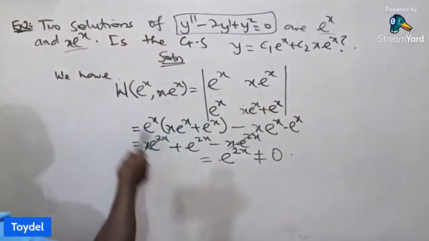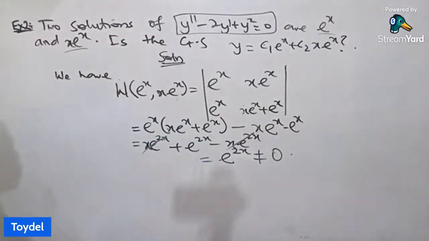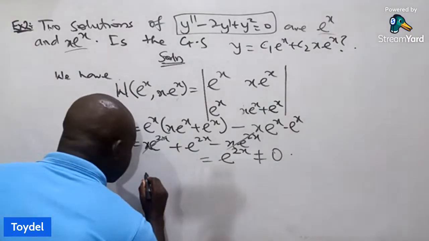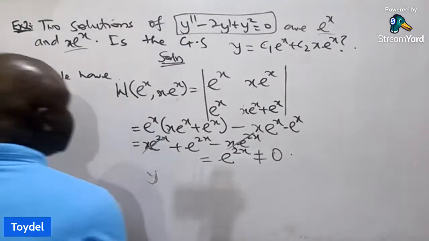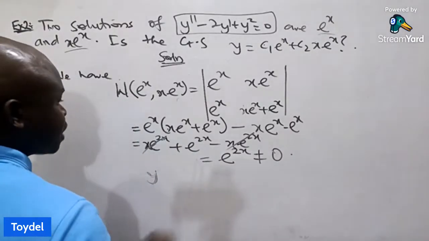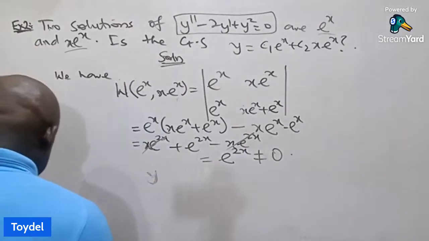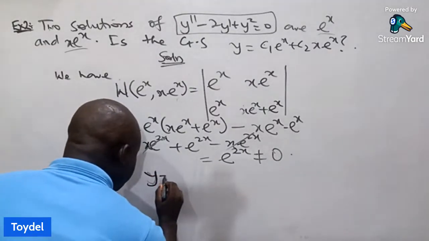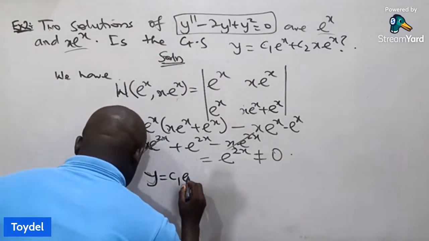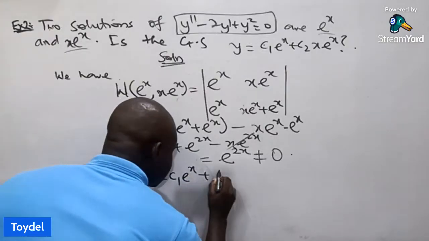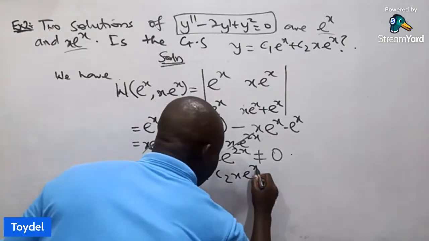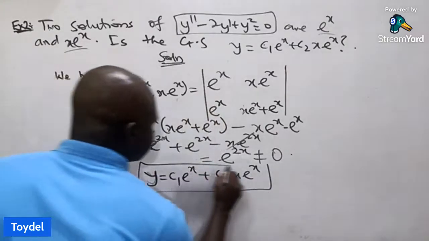So in this case now, since the Wronskian is not equal to 0, it follows that the two particular solutions are linearly independent. And the general solution is actually right. So the two particular solutions are linearly independent, and the general solution will be C1 e raised by x plus C2 x e raised by x. So this will represent the general solution.